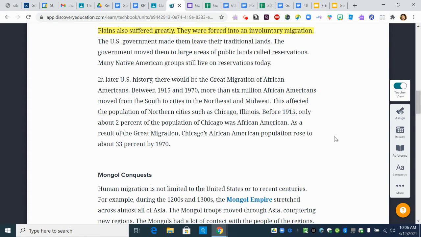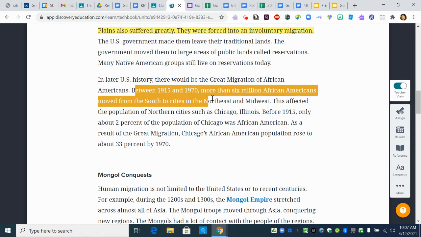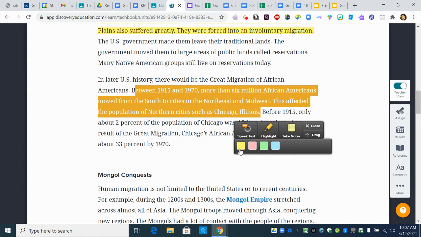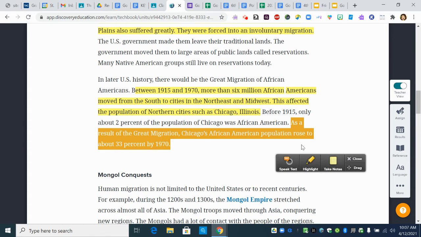In later US history, there would be the Great Migration of African Americans. Between 1915 and 1970, more than 6 million African Americans moved from the South to cities in the Northeast and Midwest. This affected the population of northern cities such as Chicago, Illinois. Before 1950, only about 2% of the population of Chicago was African American. As a result of the Great Migration, Chicago's African American population rose to about 33% by 1970. Okay, so I'm going to highlight this, and then I'm going to highlight this last sentence.